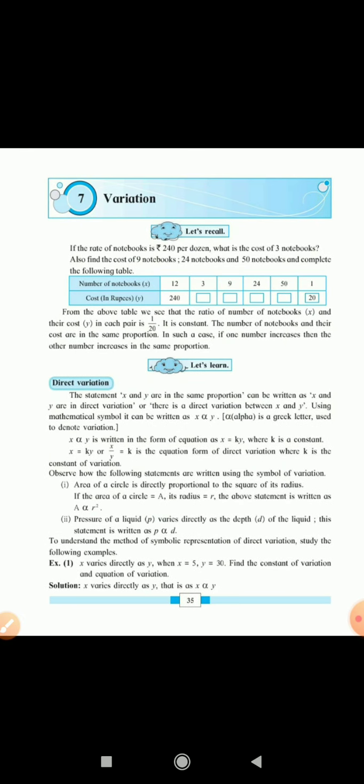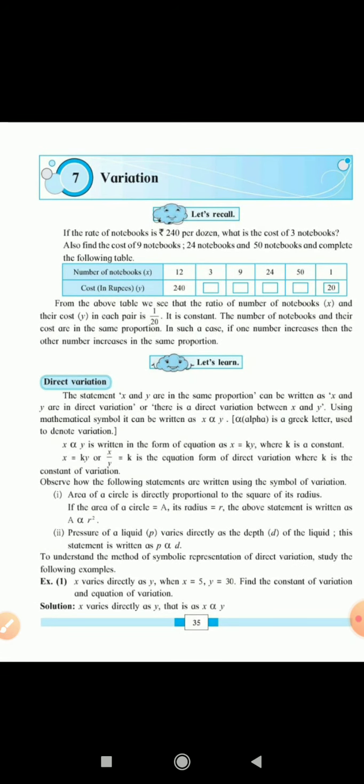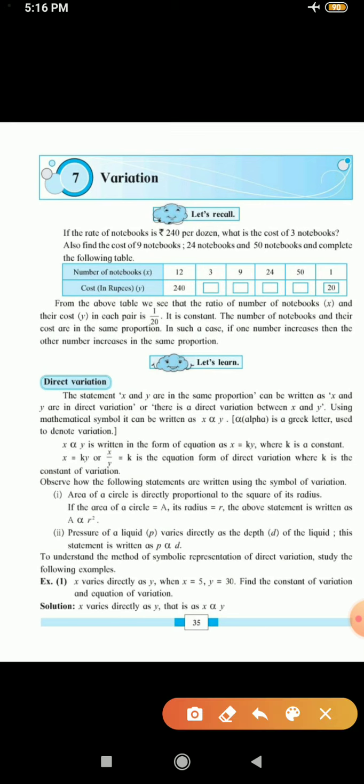Now from the above table, we see that the ratio of the number of books X and their cost Y in each pair is 1 upon 20. It is a constant. The number of notebooks and the cost are in the same proportion. In such a case, if one number increases, then the other number increases in the same proportion. I hope you have followed here. Now let's learn direct variation.